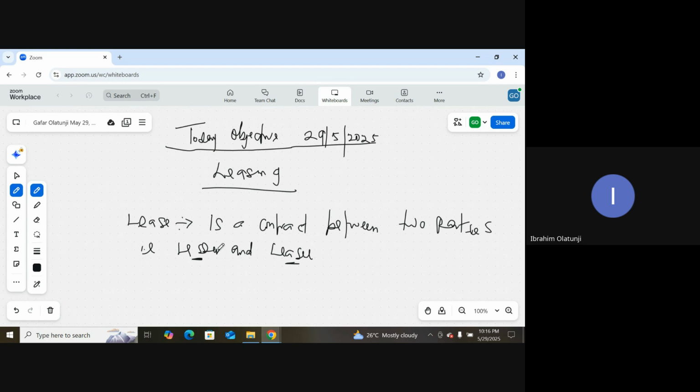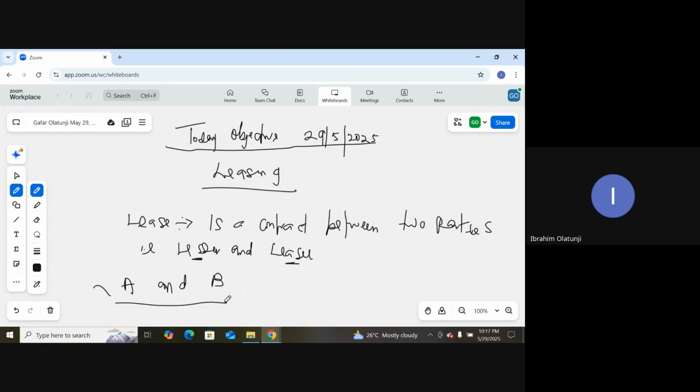For instance, if I have a building or an asset that I want to lease out, or let me use the word hire, I want to hire out between two parties. Let's say party A and party B.